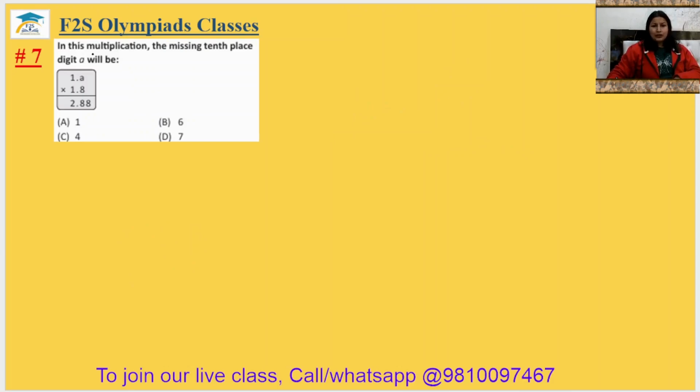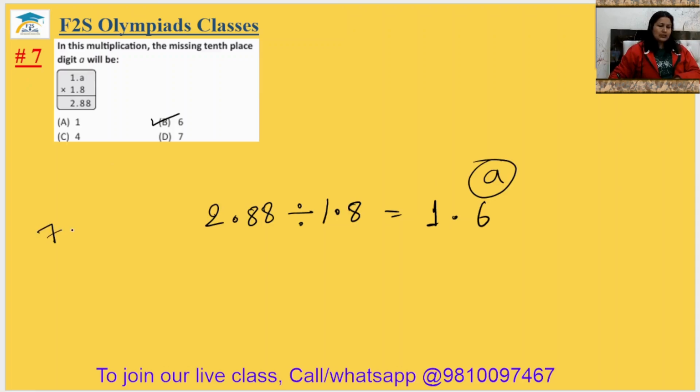Question number 7. In this multiplication, the missing tenth place digit A will be. So 8 multiplied by what equals 288? Just do it like this: 2.88 divided by 1.8, you will get 1.6. So A should be 6. Okay, option B. The seventh answer will be option B.